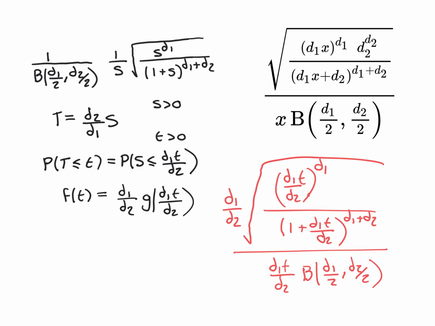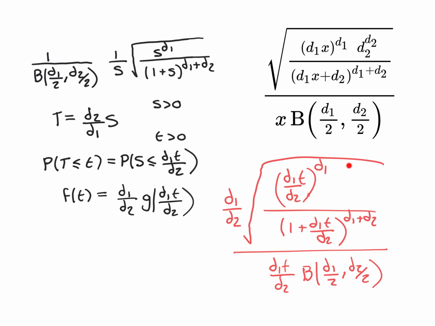So let's continue on. We want to take this PDF of our S random variable and evaluate it at d1t over d2 and then multiply it by d1 over d2, and that will give us the PDF on the positive real line for our final F random variable that I've called t, confusingly. I've written it down here in a form so that we can make easy comparison with our objective aim over here.